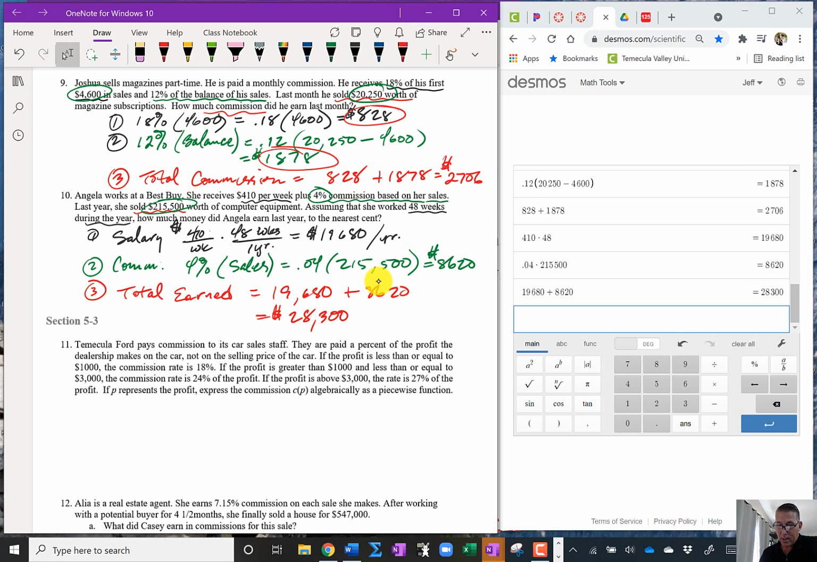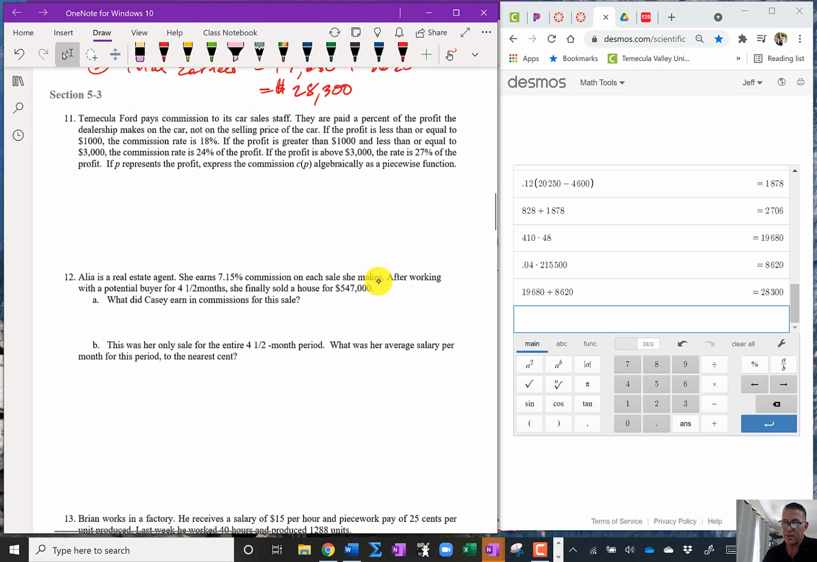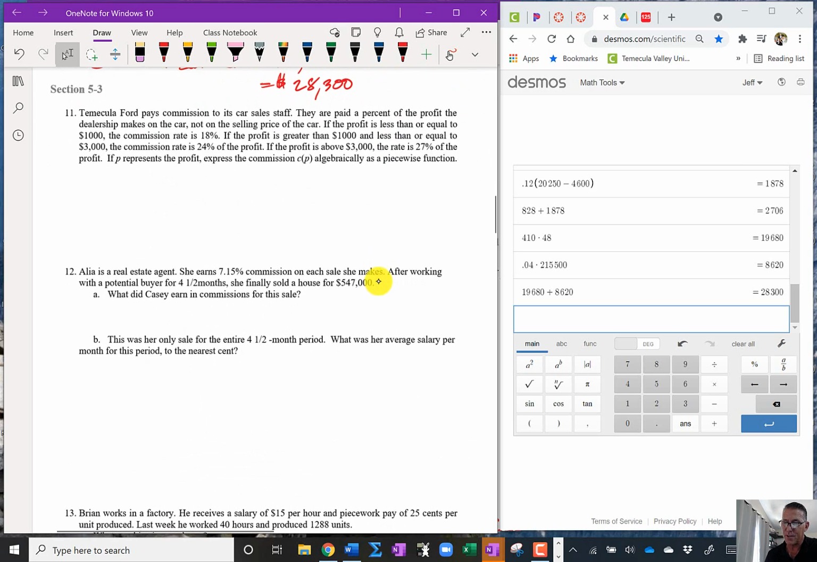If the profit is less than or equal to 1,000, the commission rate is 18%. Switch colors. If the profit is greater than or equal to 1,000 and less than or equal to 3,000, then the commission is 24% of the profit. And the third one, if the profit is above 3,000, they get 27% of the profit, where P is profit.